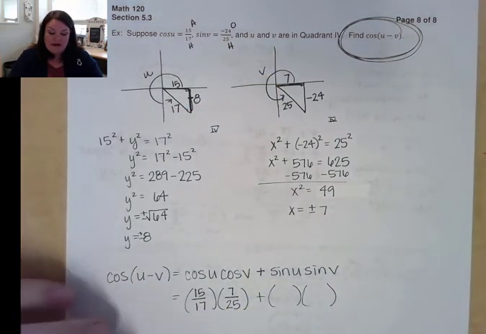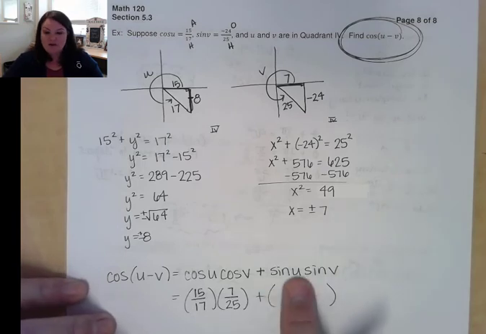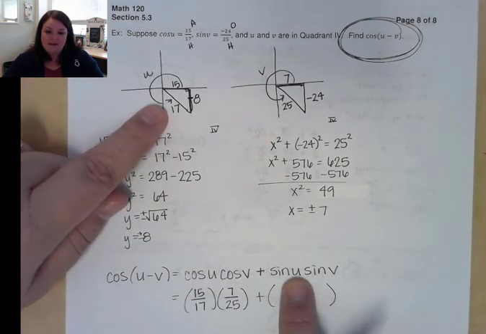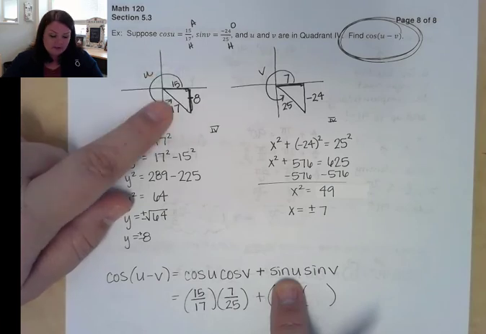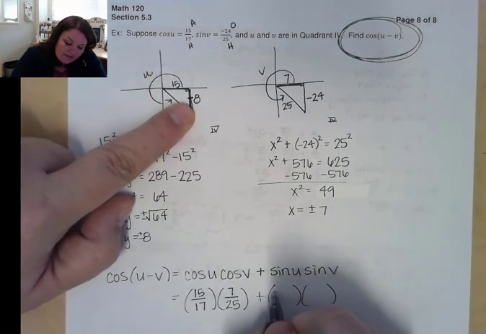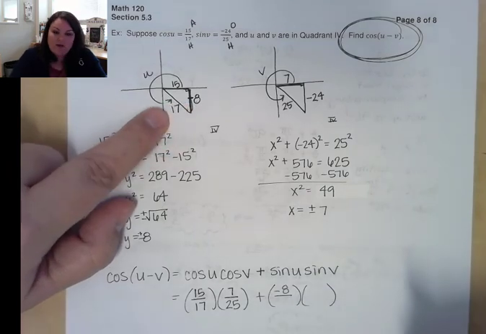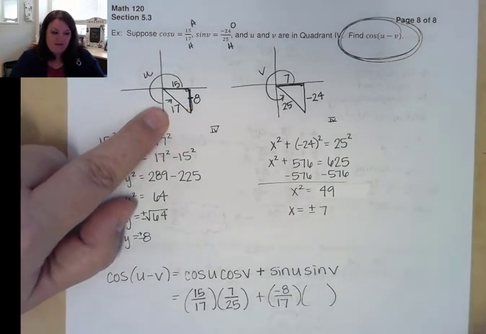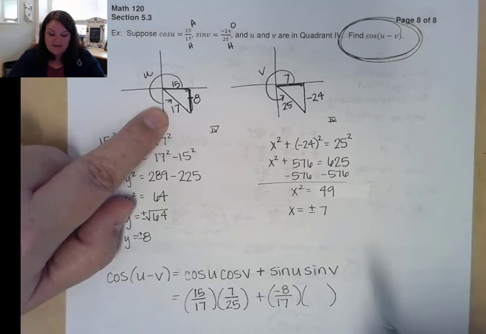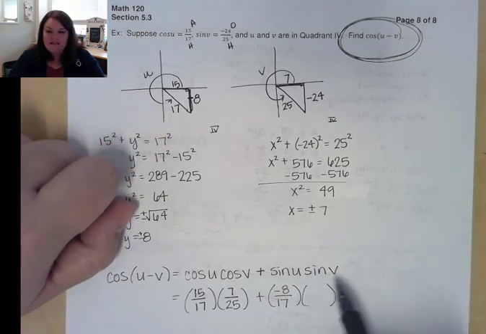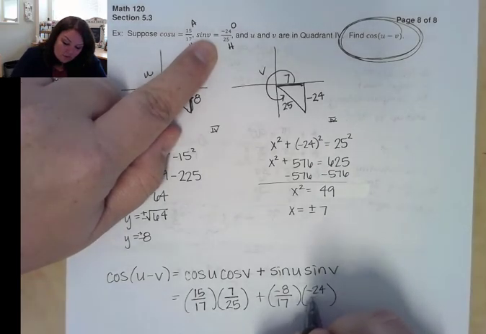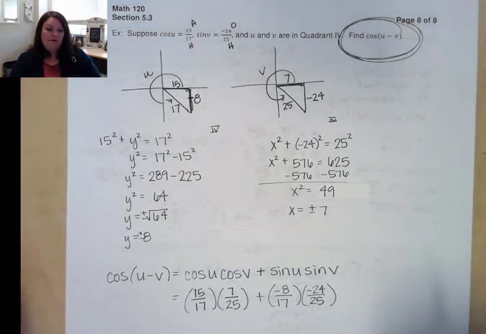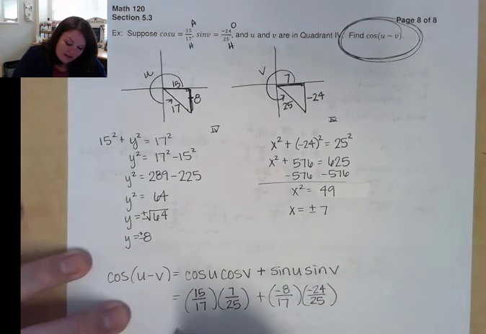Okay. Now I want to fill these in. Sine of u was not given, but I can calculate the sine by doing the opposite over the hypotenuse. So looking at our u angle, the opposite would be -8 over our hypotenuse, which was 17, right? And then sine v is the last value we need to find, and that one was actually given to us, -24/25.